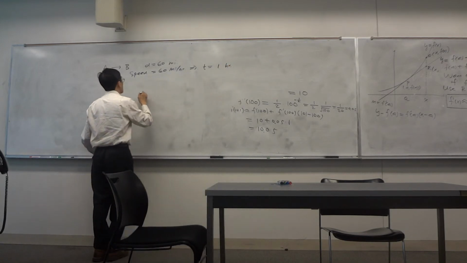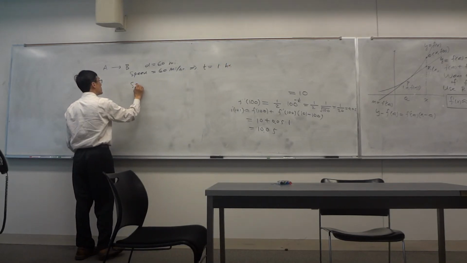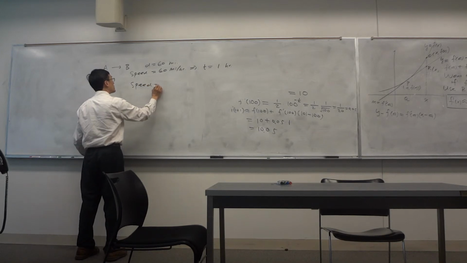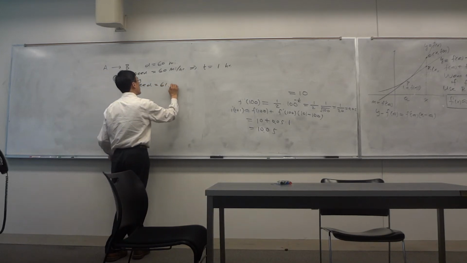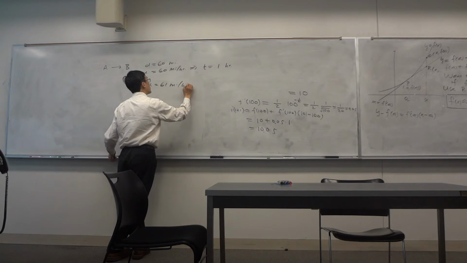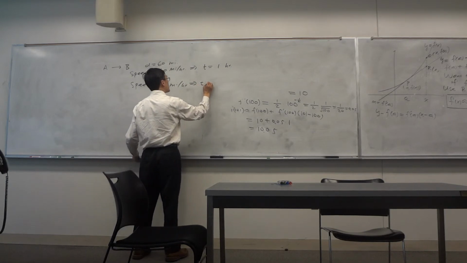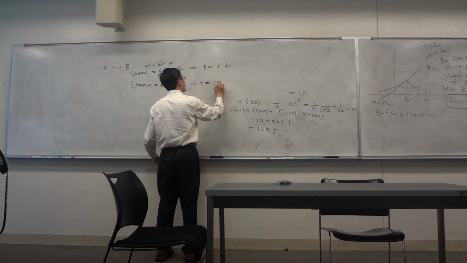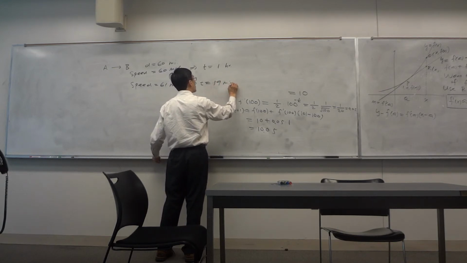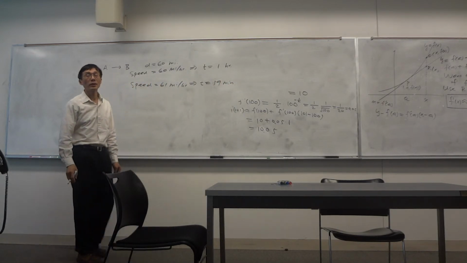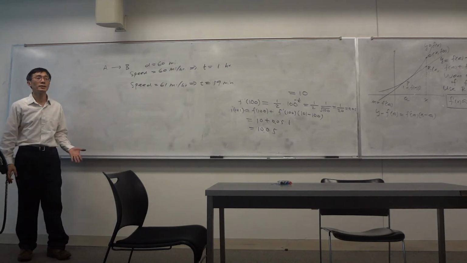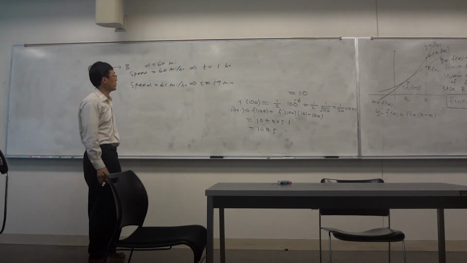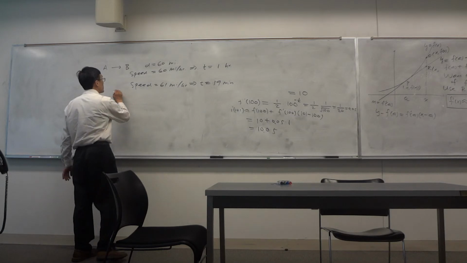Okay. And now let's change it. Suppose the speed is now equal to 61 miles per hour. And you would think the time should now be roughly 59 minutes. That's your intuition, right? And let's see if we can justify that. Let me also change the problem a little bit.